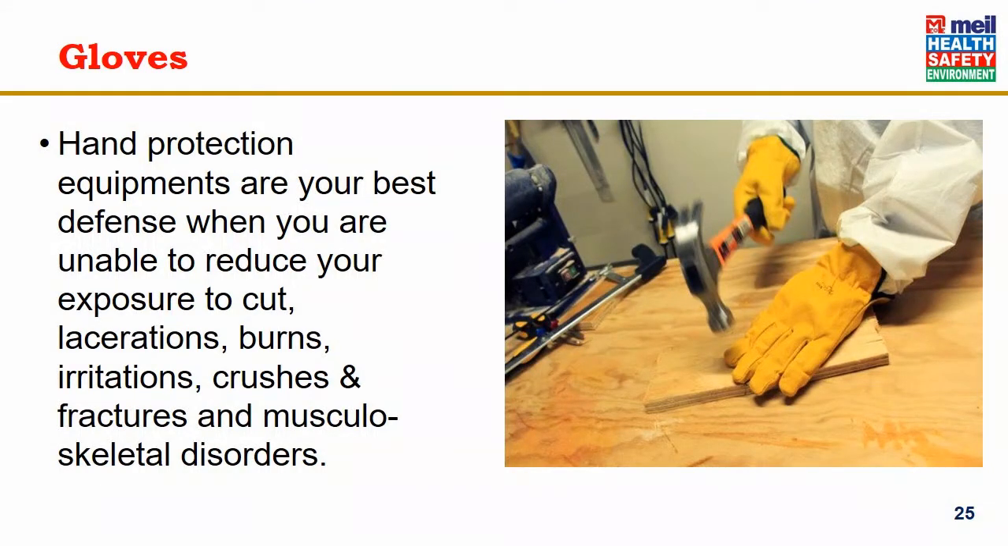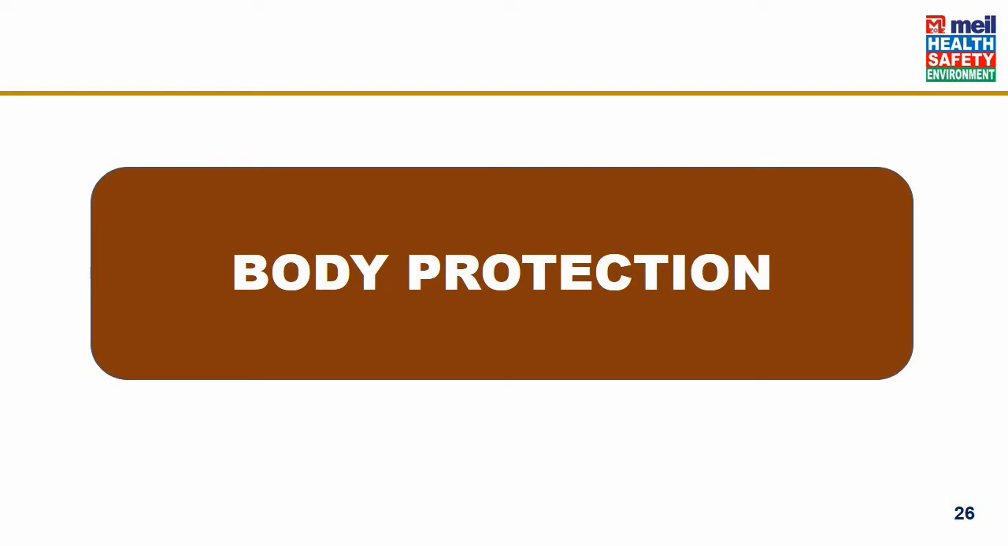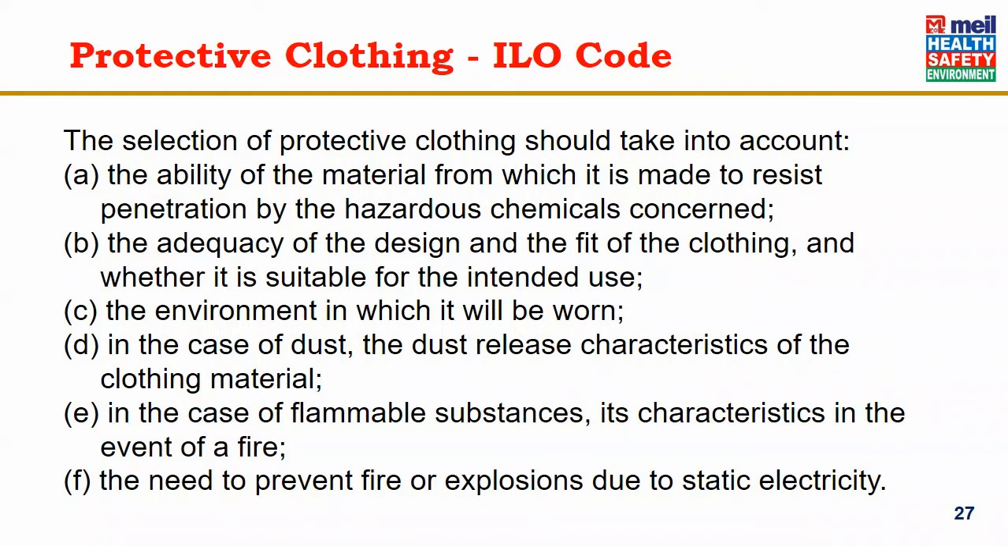Body protection. The protective clothing as per ILO code. The selection of protective clothing should take into account: A. The ability of the material from which it is made to resist penetration by the hazardous chemicals concerned. B. The adequacy of the design and the fit of the clothing and whether it's suitable for the intended use. C. The environment in which it will be worn.